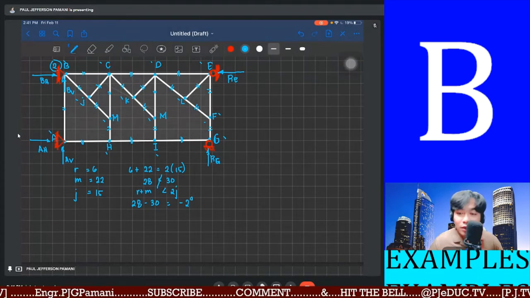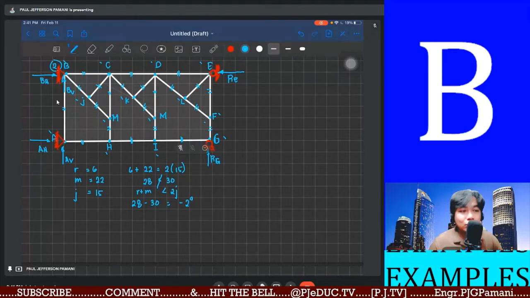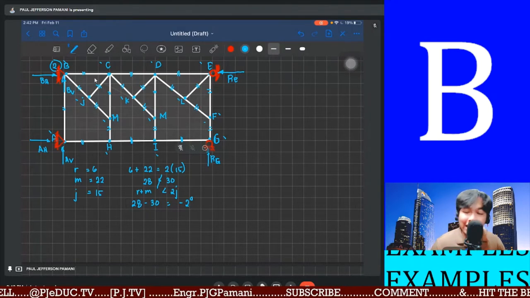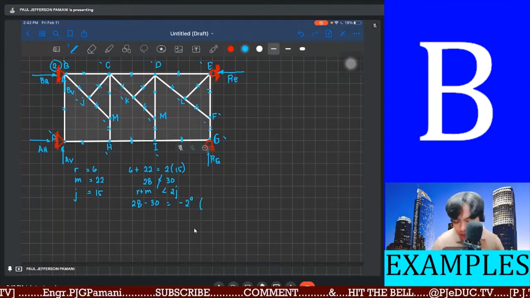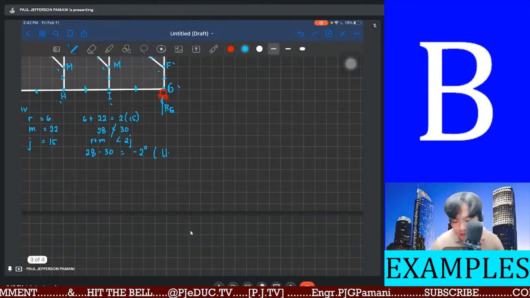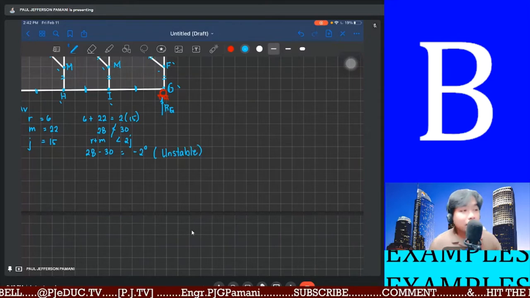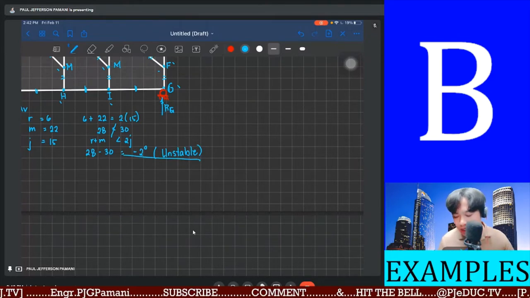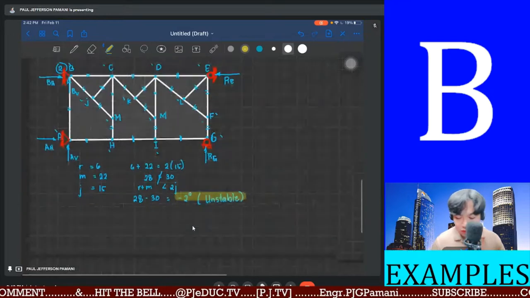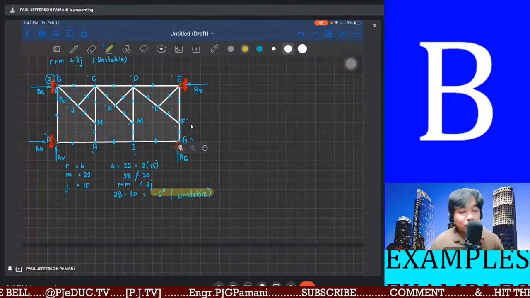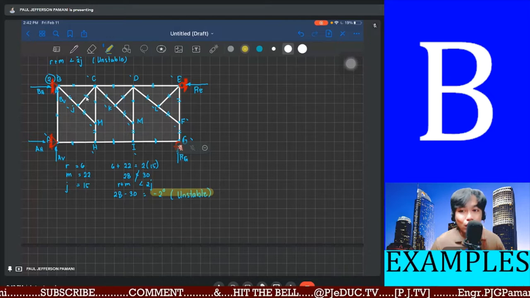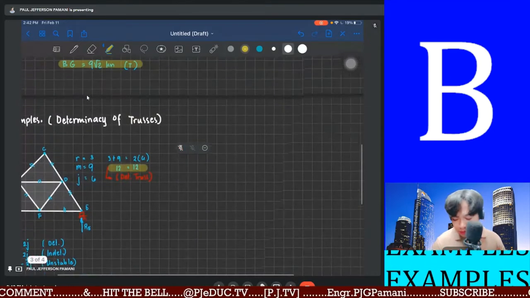And nagpo-prove na tama yung sinabi ko that this particular substitution of supports is not an acceptable type of supports for a truss system. Basically, it is telling us that our given truss system, which kayo ang nagbigay ng supports, is now an unstable type of truss system, which has a negative 2 degree of determinacy. Okay? So, you'll have to reconfigure or reanalyze the placing of your supports as well as the number of members. Okay? Next example.